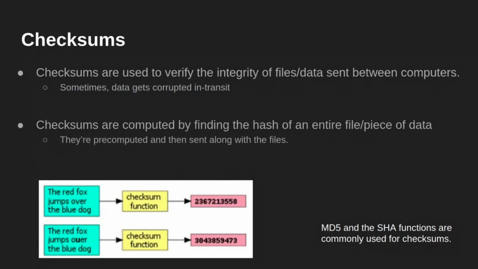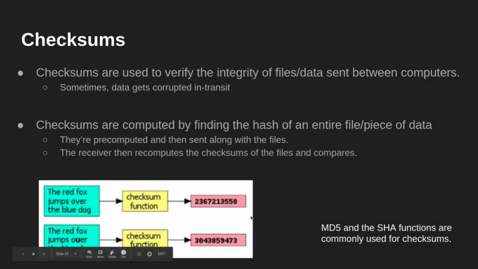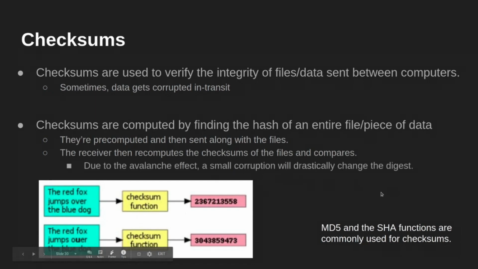And what happens is that hashes are pre-computed and sent along with the files. And then the receiver can recompute the checksum from the received files and then compare with the pre-computed checksum. And if there's any difference, then you know that something in the file has been corrupted. And due to the avalanche effect, a small corruption will usually really, really change the digest.